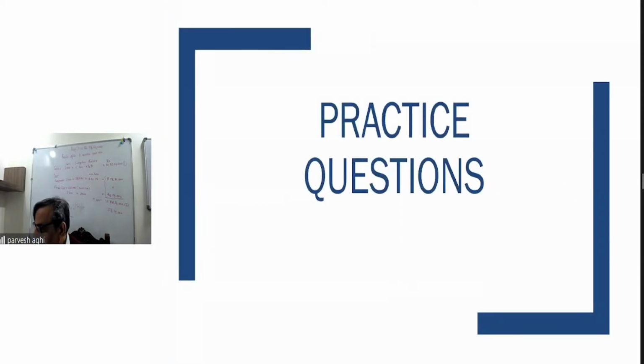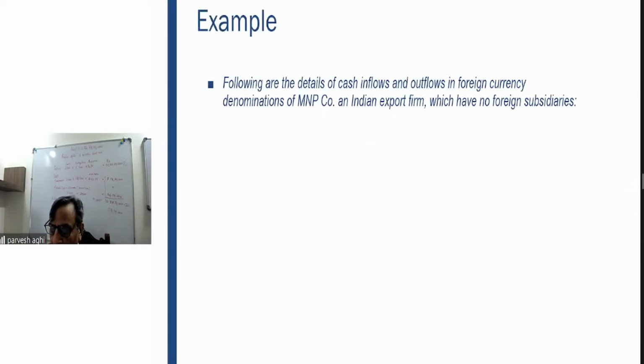So now we're going to do some practice questions. Let's talk about some questions. These questions are all coming from your CA final study materials. Following are the details of cash inflows and outflows in foreign currency. This is an example. So we'll be doing some practice questions later on.